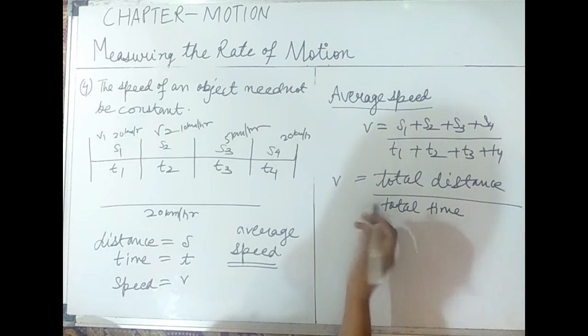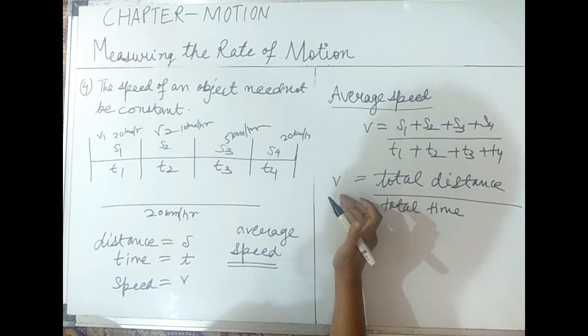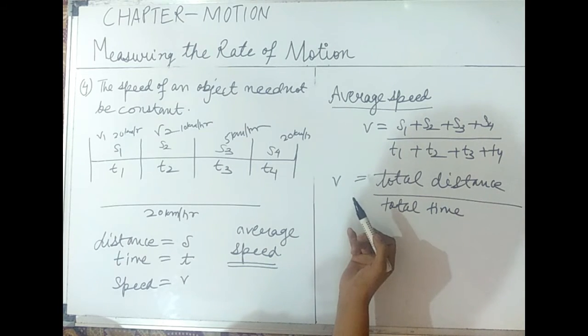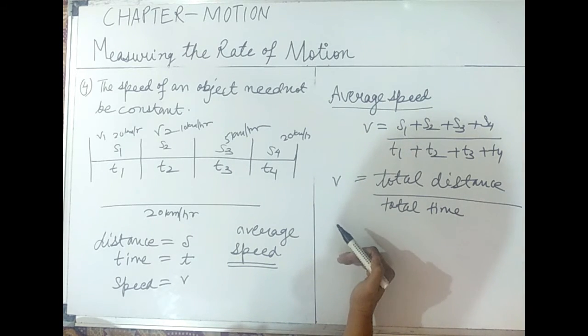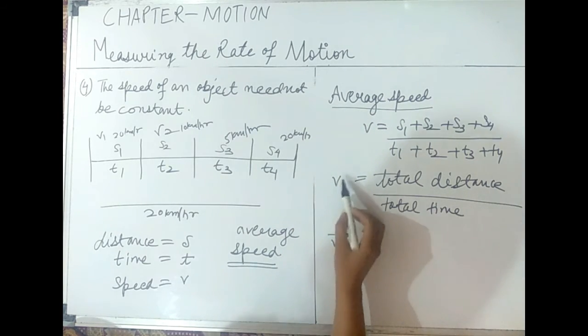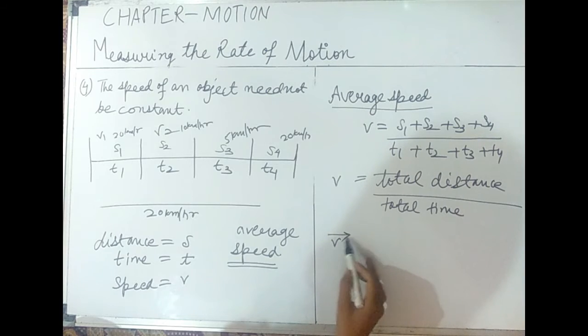If instead of speed we are talking about velocity, then we will mark a vector sign here. We will put an arrow here. So need not confuse between speed and velocity. Velocity we will also represent by V, but we will put an arrow over it. Here it is written without an arrow, that means it is a scalar quantity. We are talking about speed here, and this is velocity.